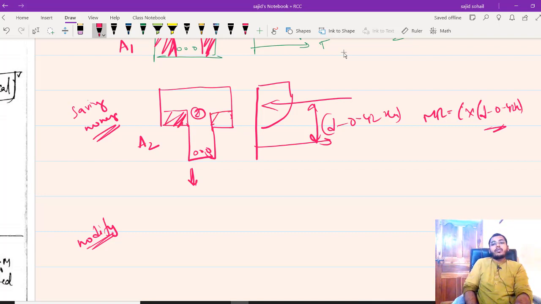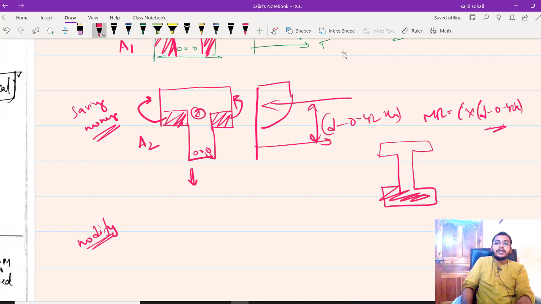I am removing a certain amount of concrete from here and pasting it here in the flange section. I hope you know what a flange is, right? If you're talking about an I section, you might have known. So this will be your flanges, and the middle portion, this is the web, and this is the flanges. I hope you know these basics, right?